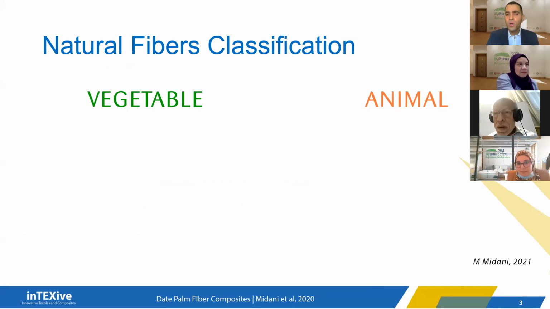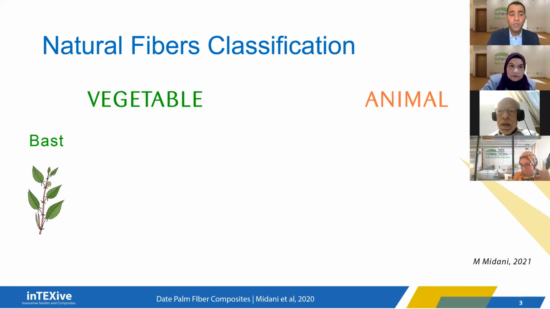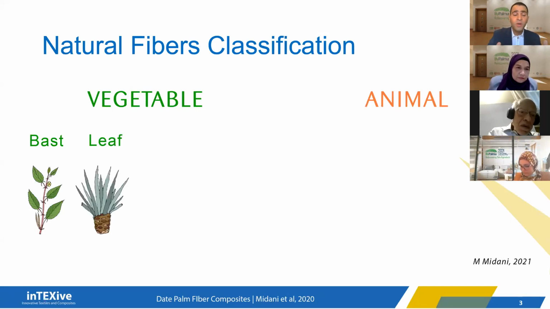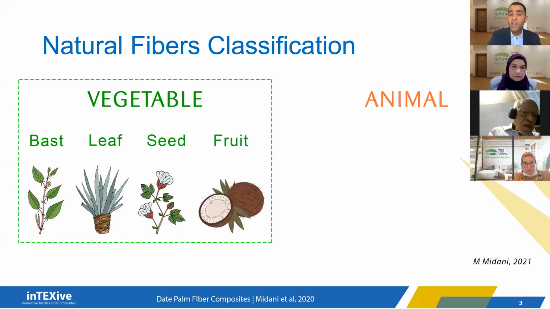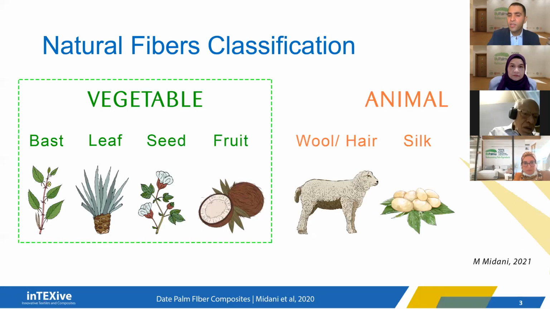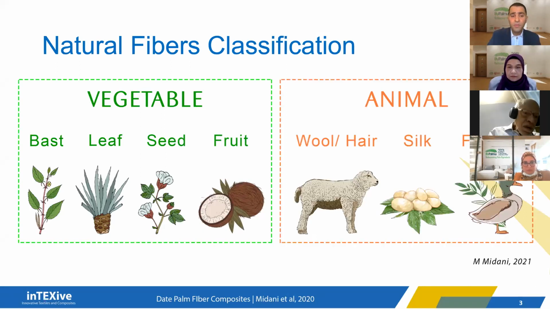As most of you know, natural fibers can be classified into vegetable and animal fibers, and they can be further classified depending on the source from which they are obtained. For instance, vegetable fibers can be classified into bast fibers, which are the fibers extracted from the stem of the plants, as well as leaf fibers, which are the fibers extracted from the leaves. Then there are the seed fibers, extracted from seeds like cotton, and the fruit fibers. Likewise, we find the animal fibers, including wool, silk, and feathers.